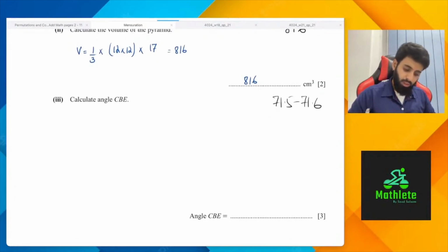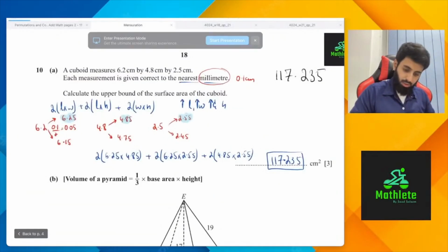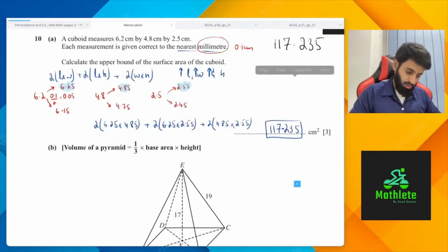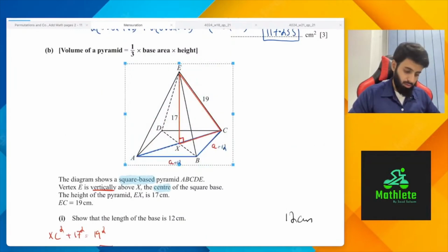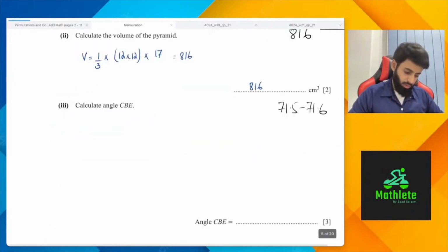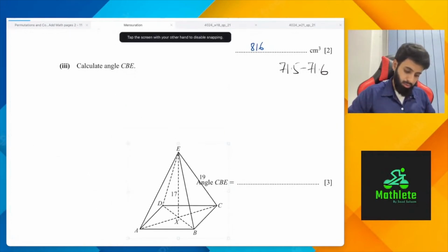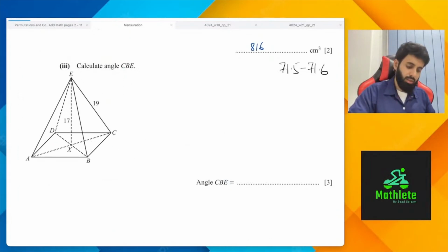Calculate angle CBE. So I'm just going to clear this up for a while, and I'm going to take a screenshot of this, and then we will take it down. I'm just going to copy this, do undo, and we can paste it here. Yes, that's a good suggestion. If you can't memorize them, that's okay. You can understand them. That's going to help you eventually memorize them.